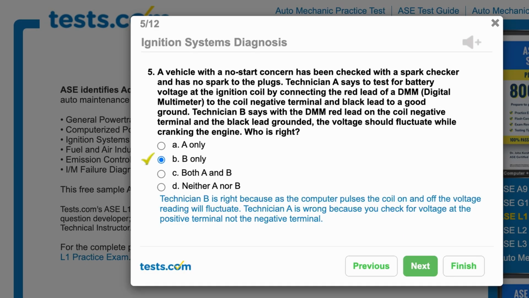B only. Technician B is right because as the computer pulses the coil on and off, the voltage reading will fluctuate. Technician A is wrong because you check for voltage at the positive terminal, not the negative terminal.